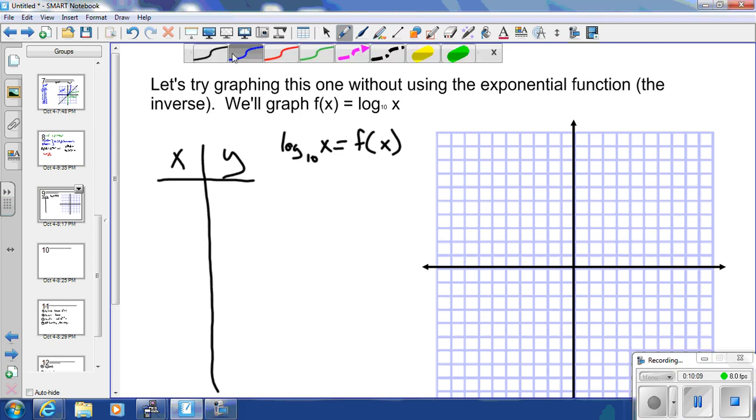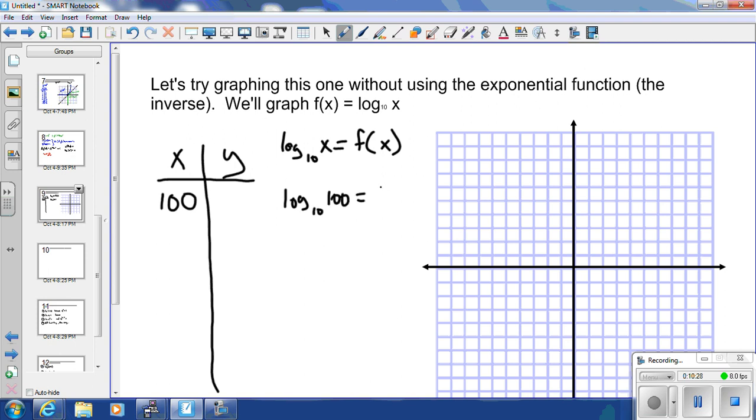So to do this, I'm going to use as familiar of numbers as possible. First number I'm going to put up here, even though I'm not going to be able to graph this point on my graph, because I don't have enough room, is the x value of 100. If I put 100 in here, I'm going to ask myself, log base 10 of 100 equals what? Well, that means 10 to this power equals 100. That would equal a 2.